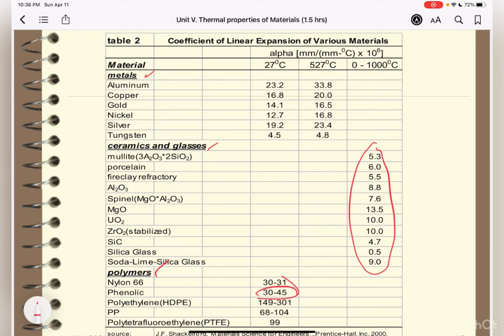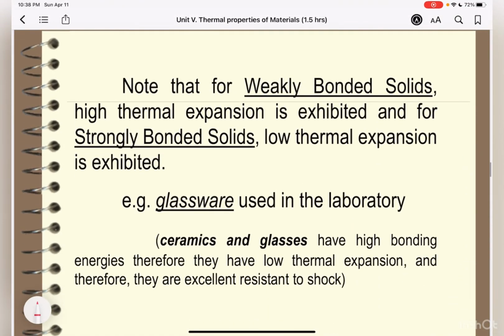resins. Okay, so for metals, they have values that are intermediate between your ceramics and your polymers. So they're in between. You have to note that for weakly bonded solids, high thermal expansion is exhibited, and for strongly bonded solids, low thermal expansion. I think I have included this in some of the quizzes that I've done before.